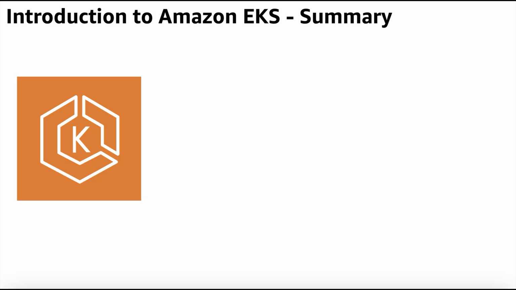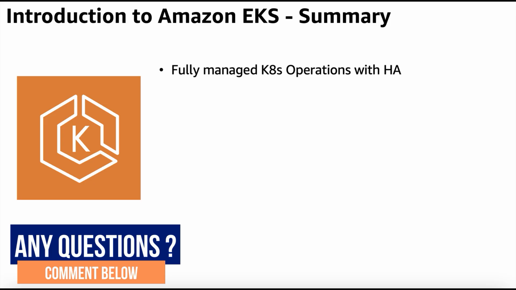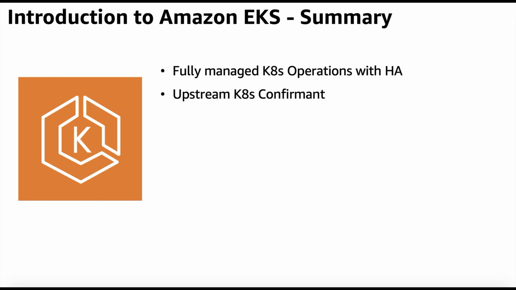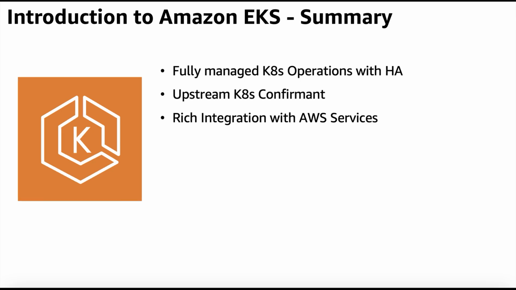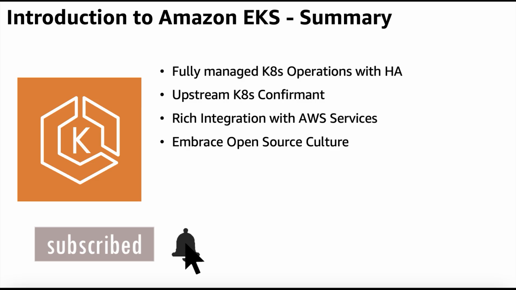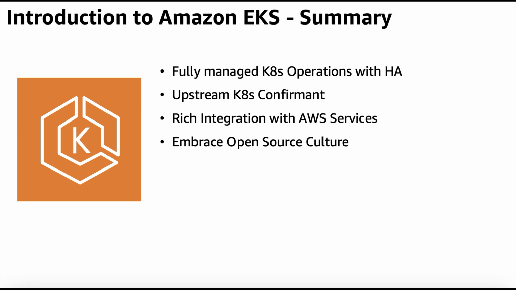Let us summarize what we learned so far in this module, Introduction to Amazon EKS. Amazon EKS offers a fully managed Kubernetes control plane and parts of data plane and add-on management with high availability. Amazon EKS is certified to be compliant with upstream Kubernetes. Amazon EKS is very well integrated with many native AWS services for operations and security. Amazon EKS runs the same Kubernetes version as the open source Kubernetes community and supports the same APIs, tooling, and plugins.